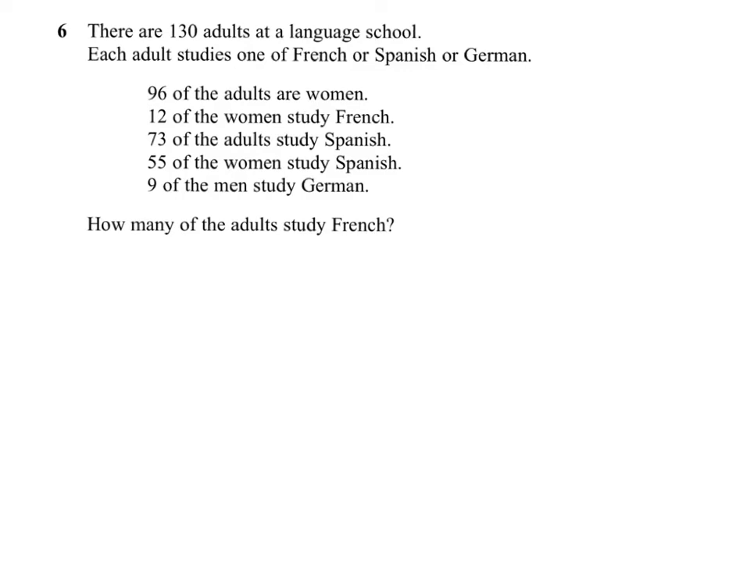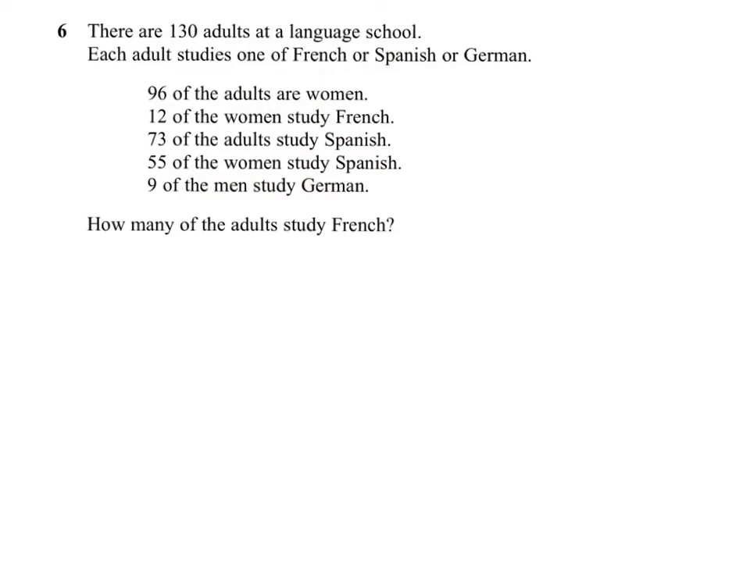So question 6. There are 130 adults at a language school. They study French, Spanish or German, just one of them. 96 of the adults are women. 12 of the women study French. 73 of the adults study Spanish. 55 of the women study Spanish and 9 of the men study German.